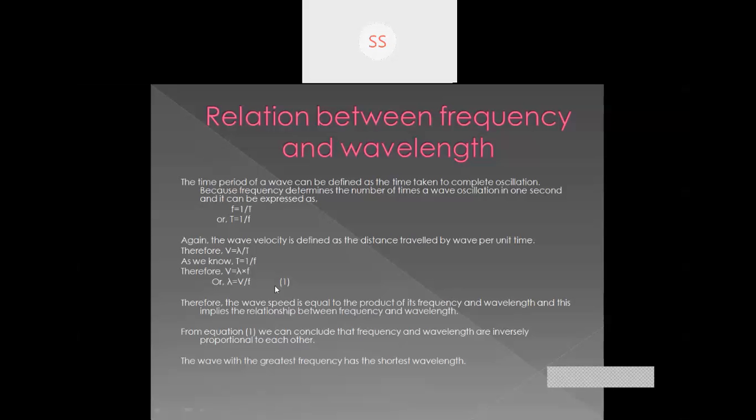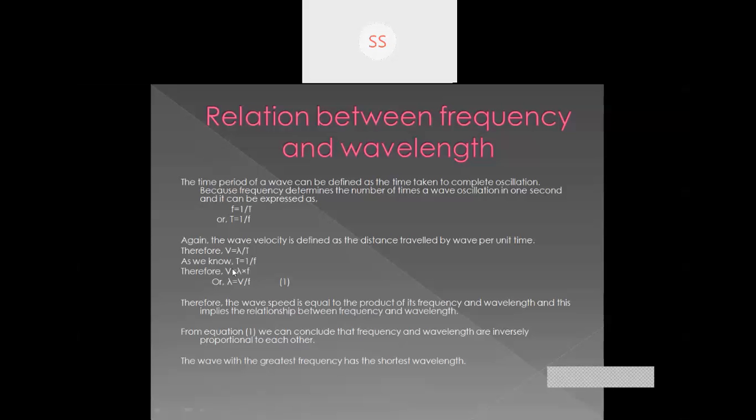So this is the relationship between wave velocity, wavelength and time period. If a question comes asking what is the relationship between wave velocity, wavelength and wave time period, then you have to write down wave velocity v equals lambda by T. That means wave velocity equals wavelength divided by time period.